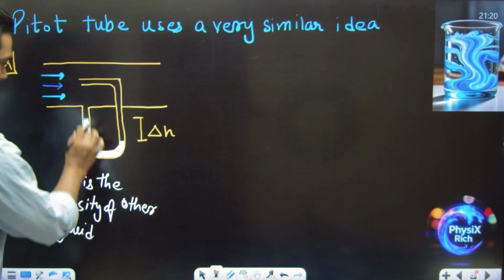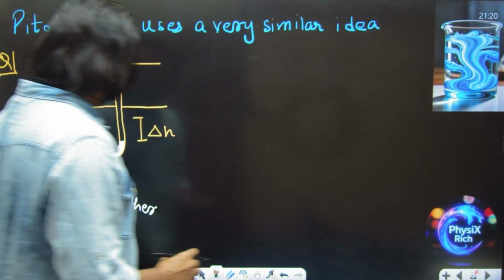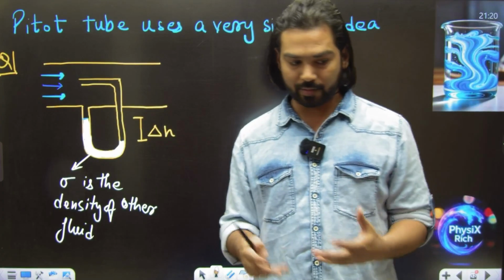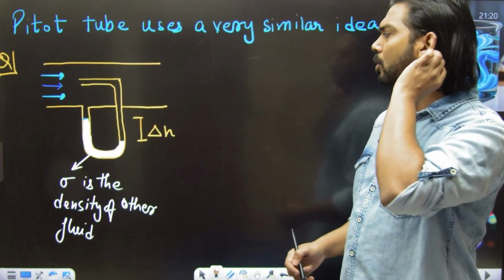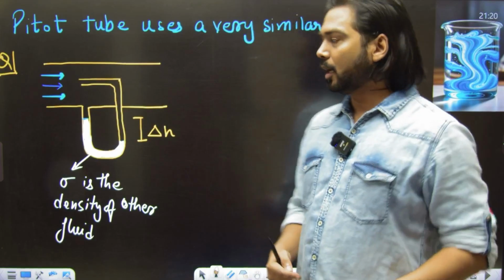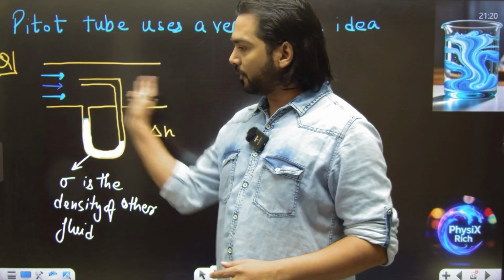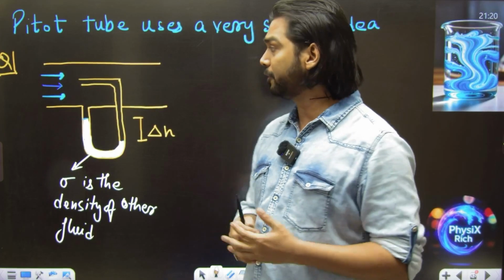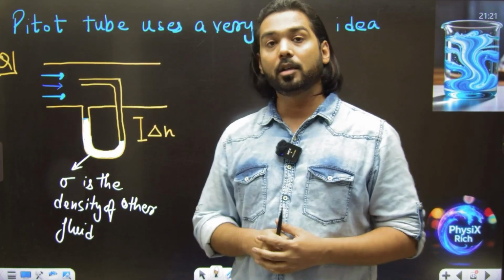All right, it's the density of this fluid. Now, this fluid and this fluid are obviously non-miscible. They will not dissolve into each other. All right. Now, what we are looking for is, with what velocity is the fluid flowing over here? That's the problem that we are looking to solve. We want to find out what is the speed of flow.